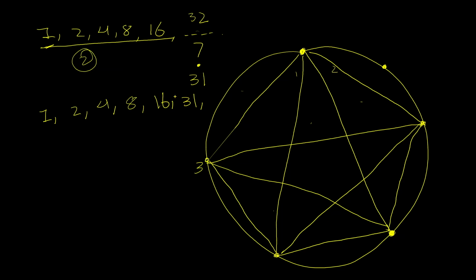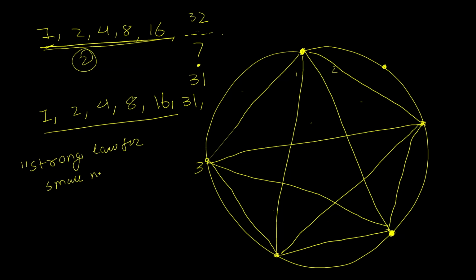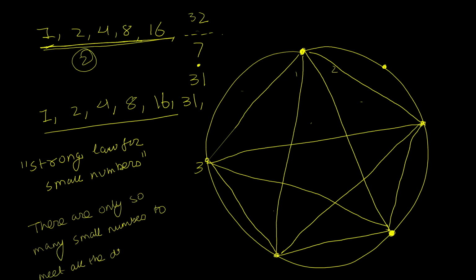So the main idea here is these numbers can often be misleading. If I look at the first 4 terms, I could not tell for certain which sequence this is representing. And that's what the strong law of small numbers suggests. There are only so many small numbers to meet the infinite demands we make of them. And I hope this is sensible to you.